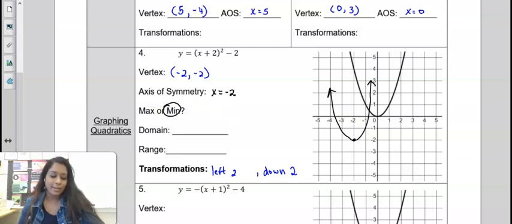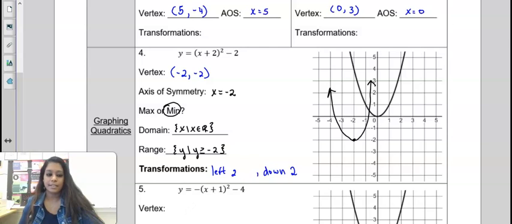Remember, in the last video, I talked about the domain and range. For domain, it's always going to be all real numbers. And then for the range, it's going to be y such that y is greater than or equal to my y coordinate, which is also negative 2.